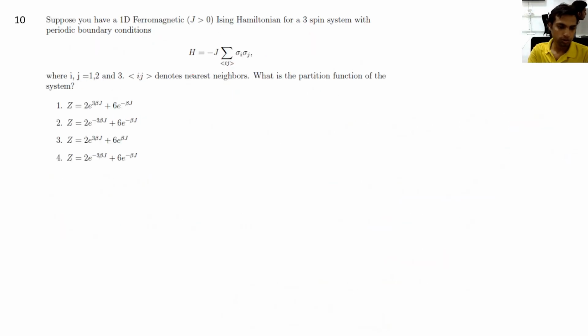Now let us go to the next question. Suppose you have a 1D ferromagnet, meaning J is greater than 0, for a 3-spin system with periodic boundary conditions. What is the partition function of the system? Again, this is a very similar question. You have to enumerate all the spins and then calculate the partition function. So let us do that.